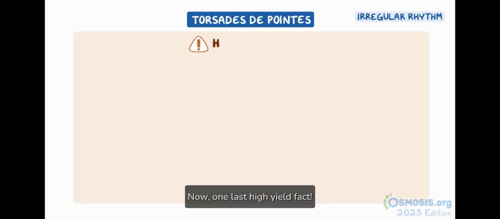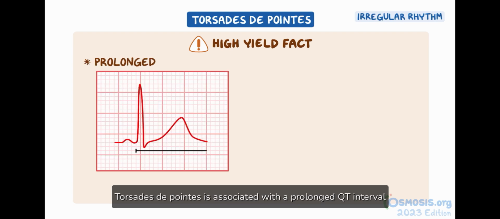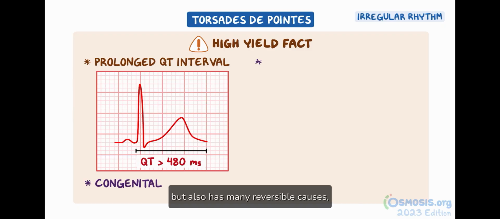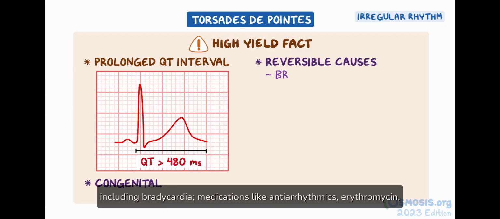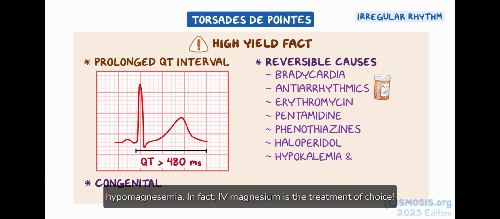Now, one last high-yield fact. Torsade de pointes is associated with a prolonged QT interval during sinus rhythm, which might be congenital, but also has many reversible causes, including bradycardia, medications like antiarrhythmics, erythromycin, pentamidine, phenothiazines, and haloperidol, or electrolyte abnormalities like hypokalemia and hypomagnesemia. In fact, IV magnesium is the treatment of choice.